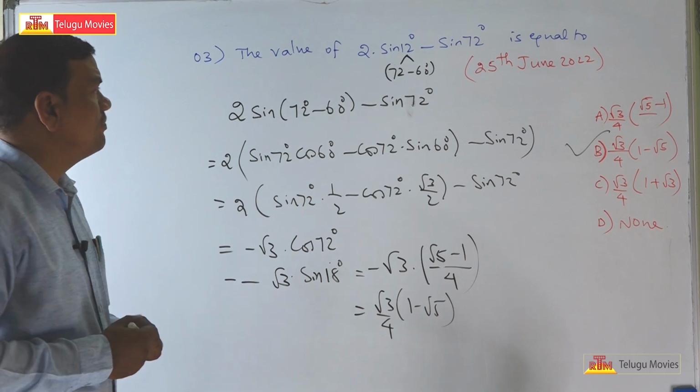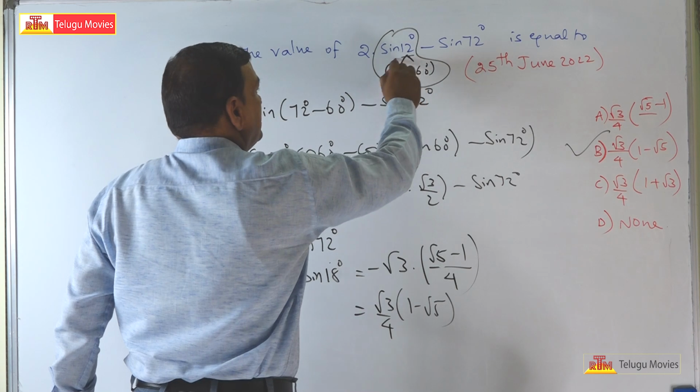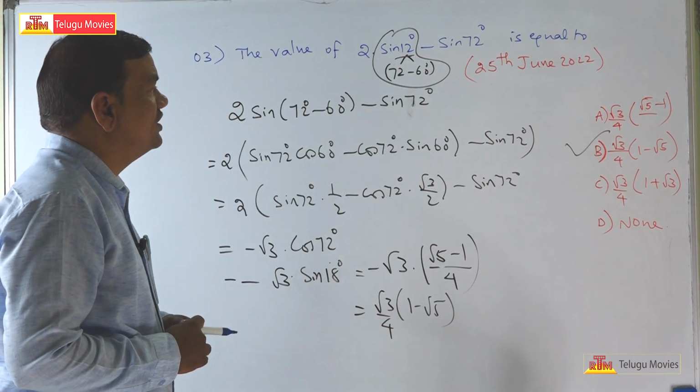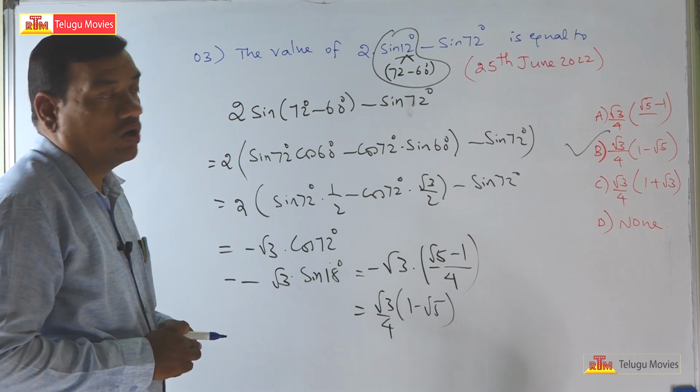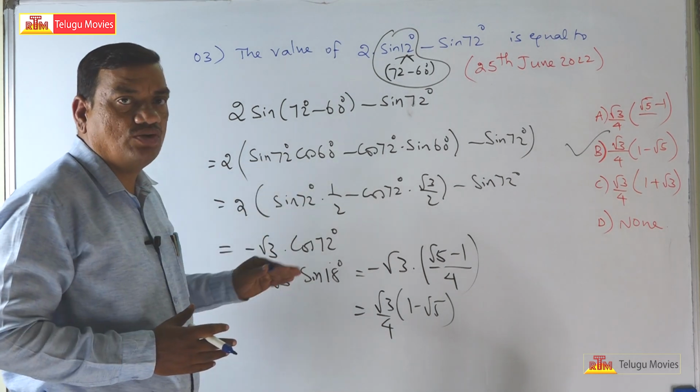So a very, very easy problem. The only idea you have to get is writing sin 72 as sin of (72 minus 60). If you got the idea, from this onwards everything goes smoothly.